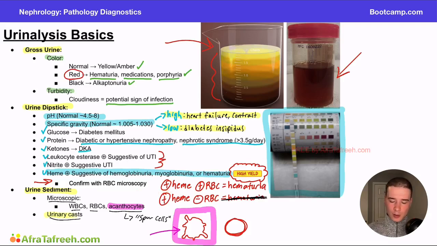And last but not least, we can see urinary casts. This is very important as well for determining pathologies of a patient. It's so important that we've dedicated the whole next video to going over urinary casts, so I will see you all in the next one.